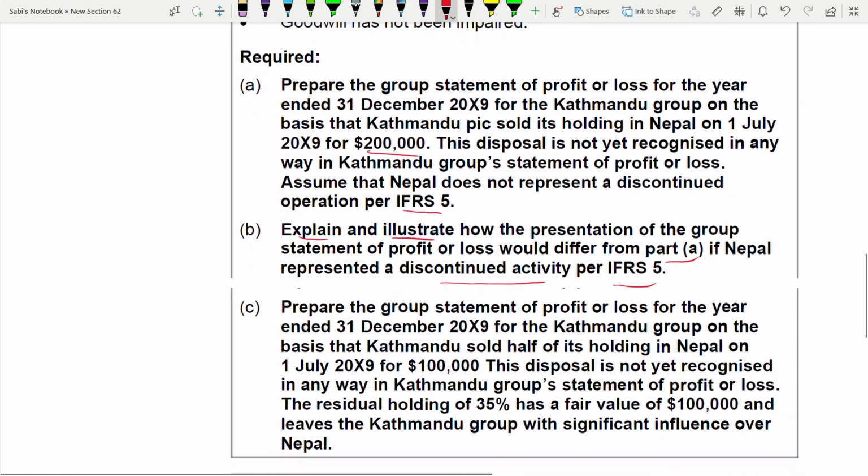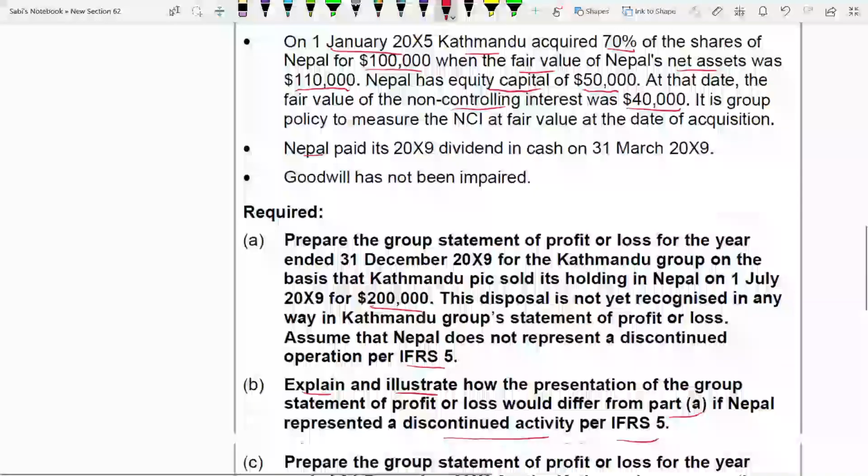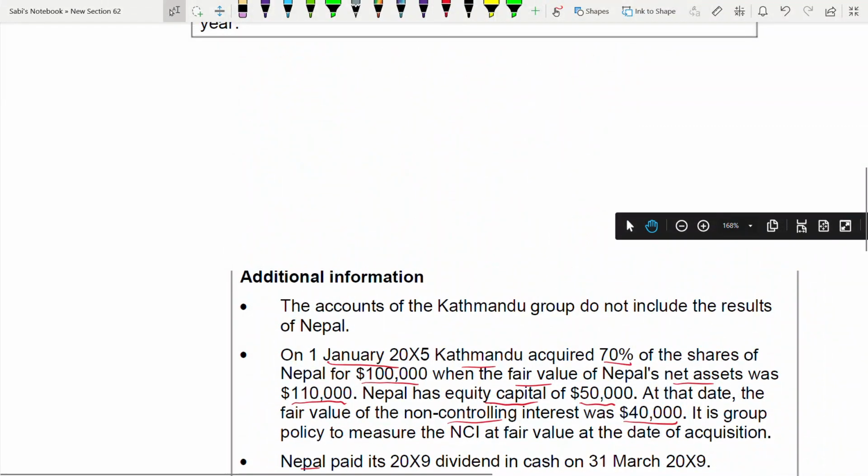C, you are selling half for 100,000. And the residual of 35%, the fair value is 100,000. That is an associate later on. Okay, so let's do that.